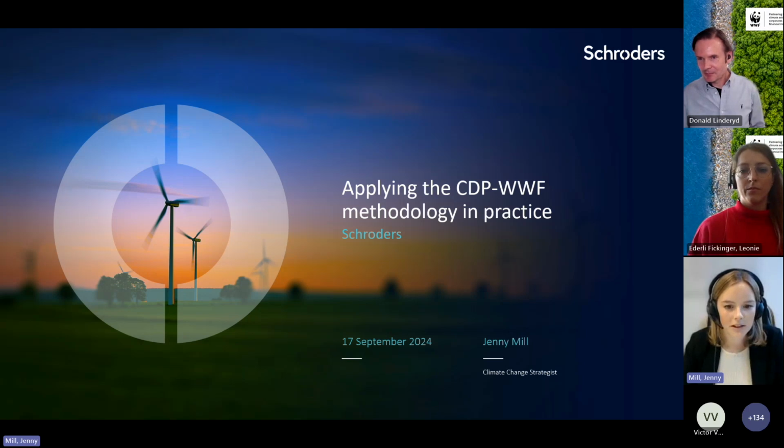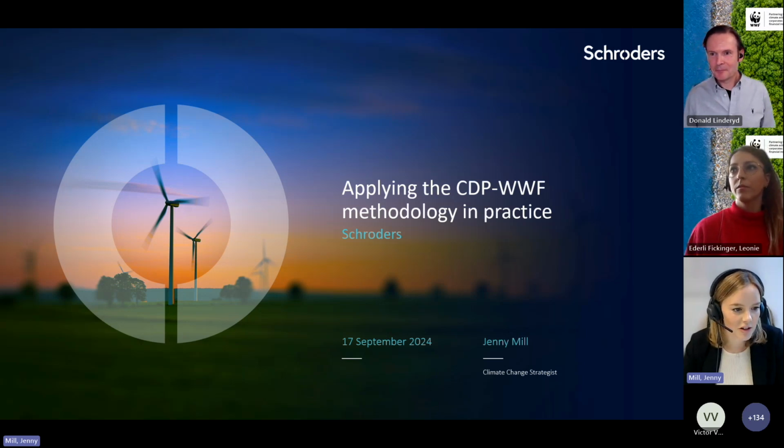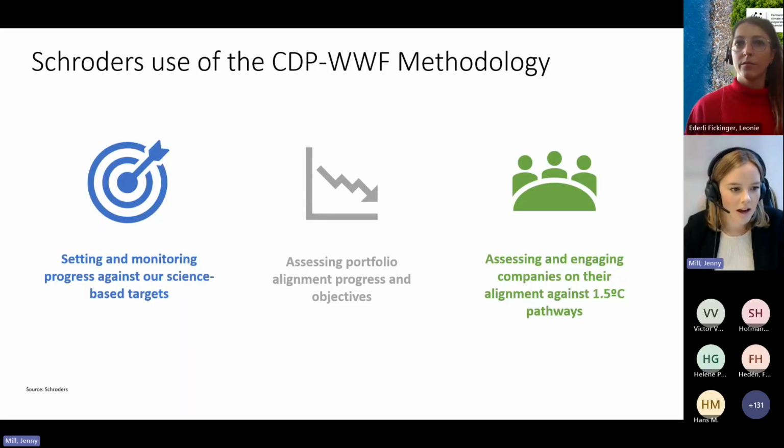Great, all right, well, I've been asked to reflect on how we use this methodology at Schroders, and really the three main ways in which we've been using it. The first was to set our science-based targets, which we did in 2021, which I'll go into in a little bit more detail. But since then, we've also been using this methodology beyond just target setting: to assess the alignment of our portfolios, assess progress over time, and then also to assess and engage individual companies on their alignment to 1.5 degree pathways.